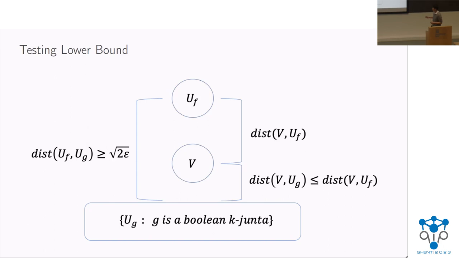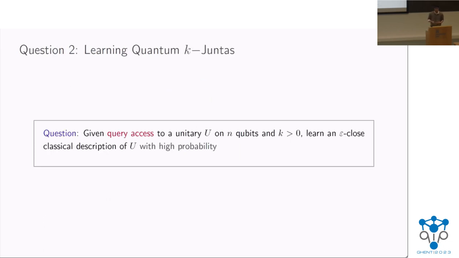So if there's some constraint here, but these two must be very far away, then this implies a gap between UF and V. And that is essentially the structural result. Okay, so we've talked about the upper and lower bound.